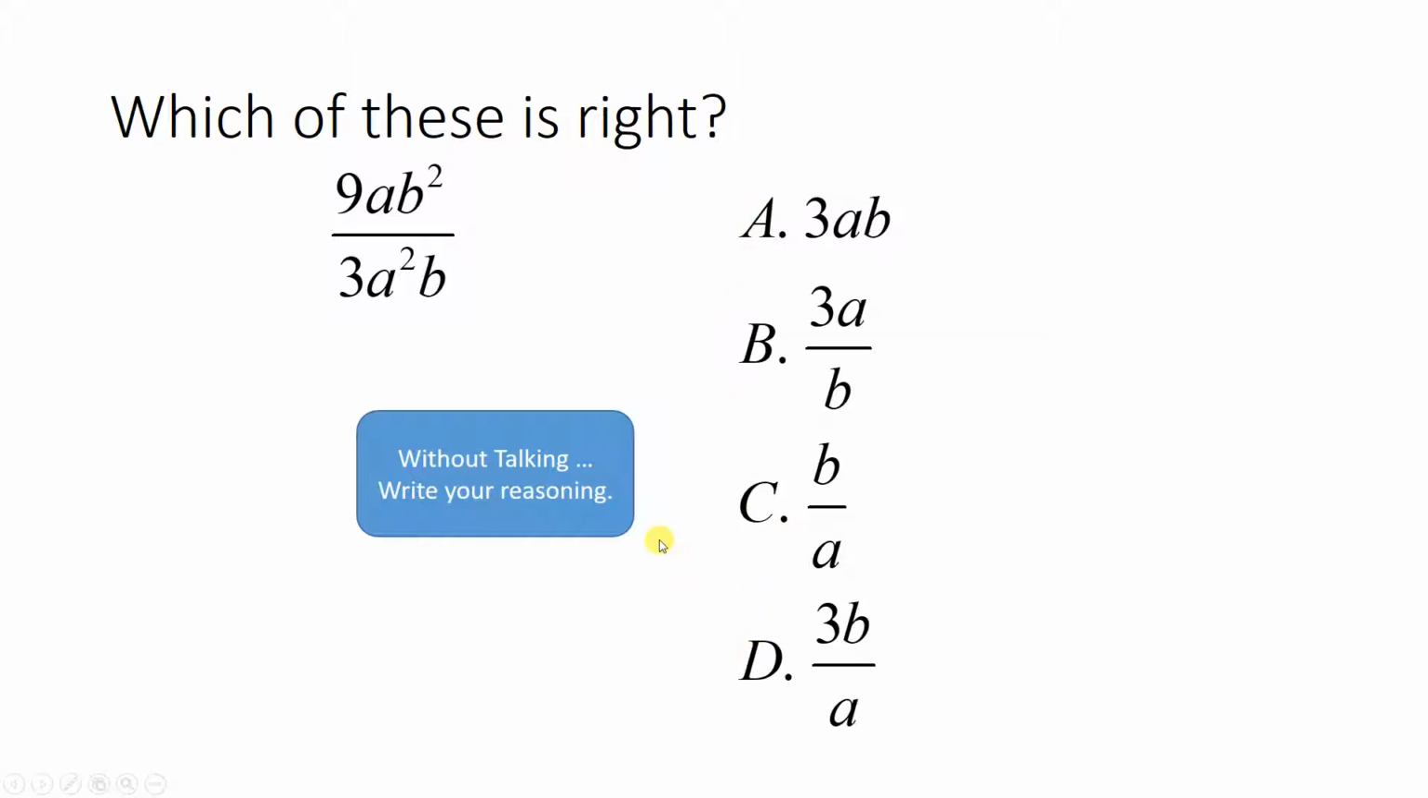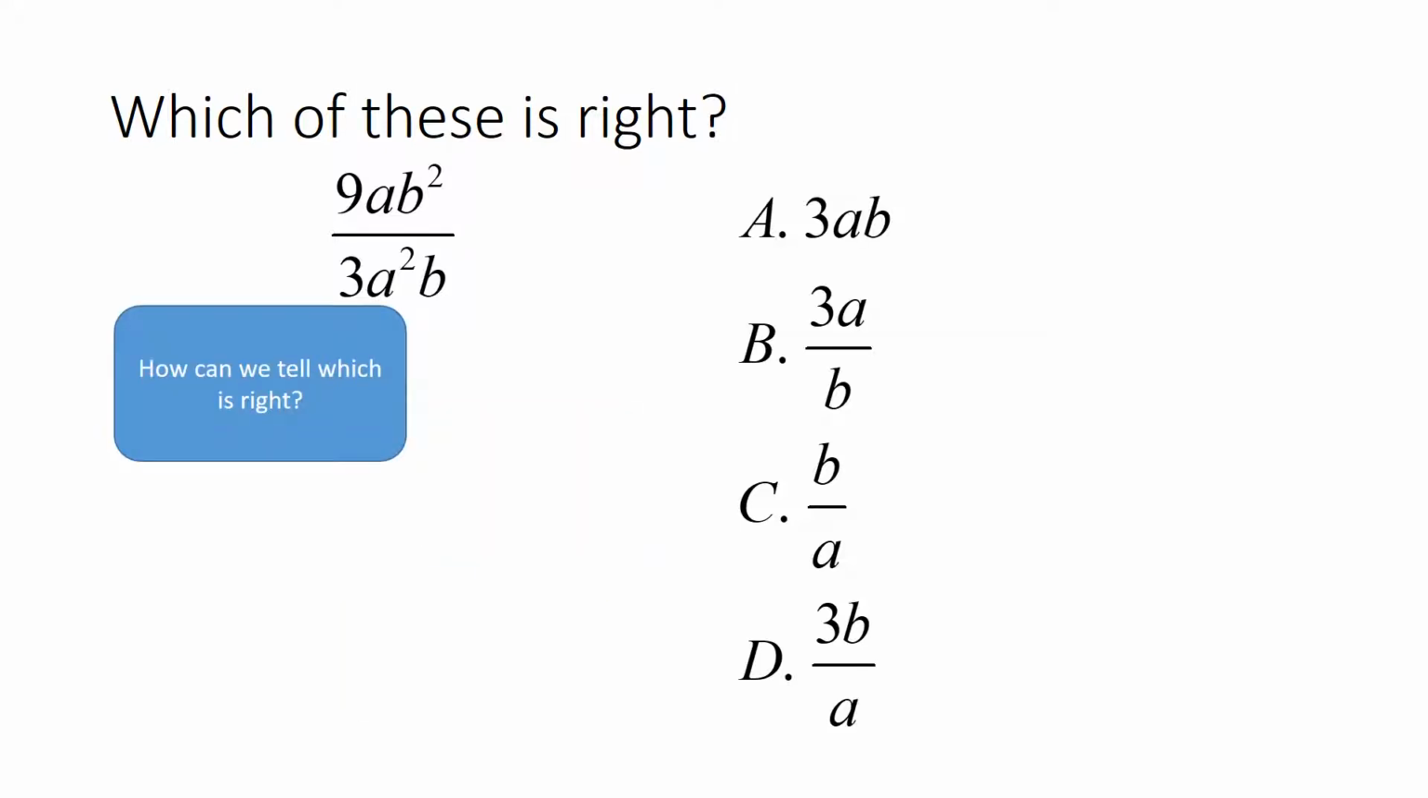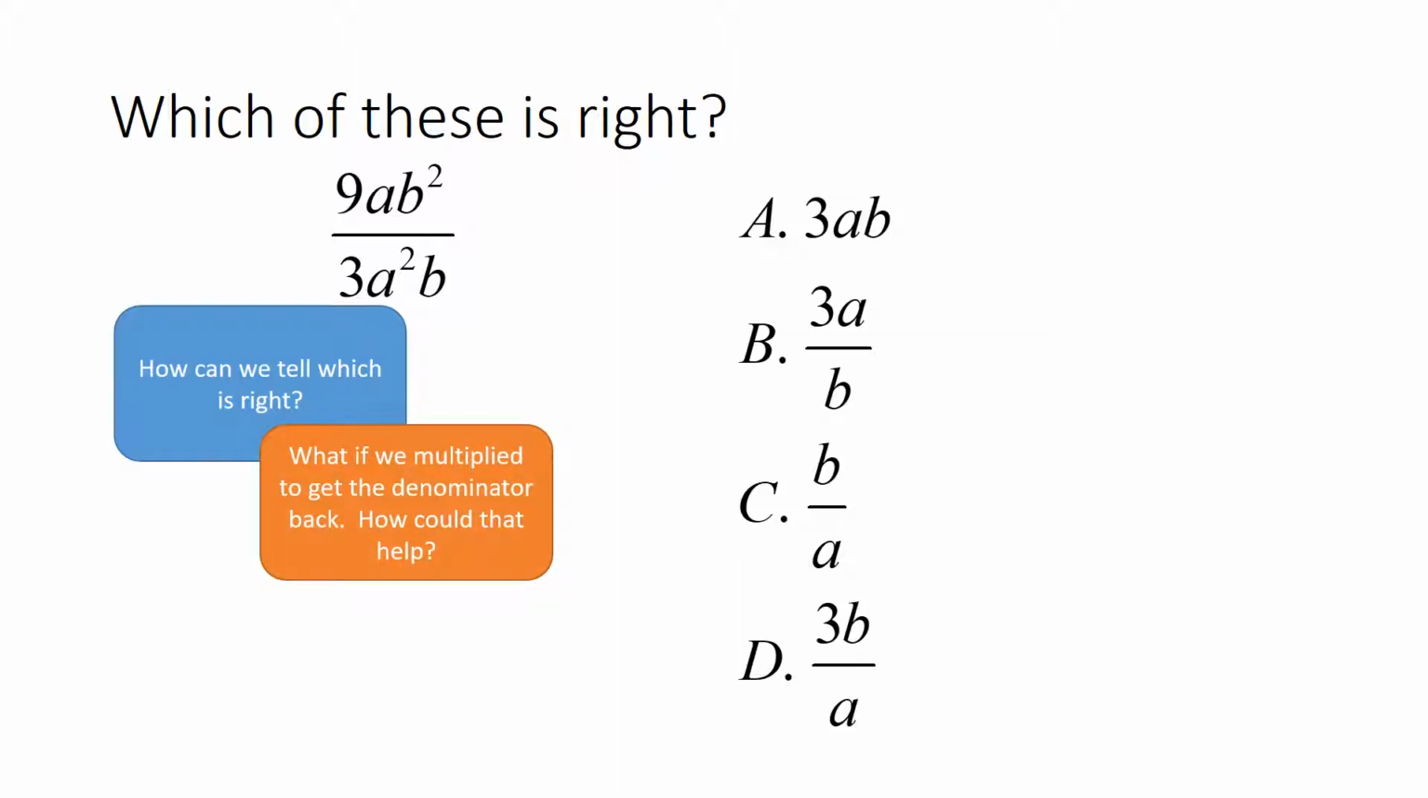So the real question is, without going through a procedure, how can we know if we're right? Because just because you didn't make a mistake in your steps doesn't mean you're right. What if your steps are wrong themselves? What if the idea is wrong itself? So let's go ahead and take a look at this and see if we can figure out how we know we're right or not. So one thing we can do is we can actually take these answers and change the denominator back to 3a squared b. And if the numerator goes back to 9ab squared, then you've reduced it correctly.